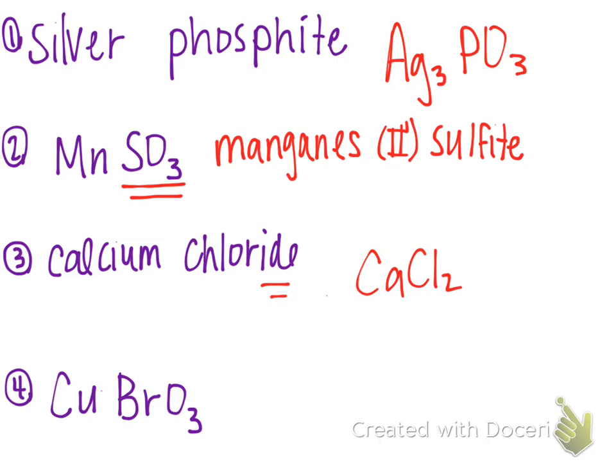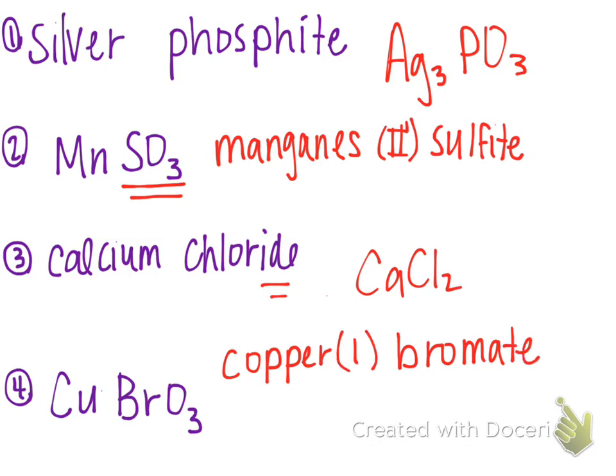Last one. All right, Eduardo, what do you think? You're close. What are we missing? Copper 1 bromate, because copper could have more than one charge. So you have to include the Roman numeral. Very close. Anybody get 4?